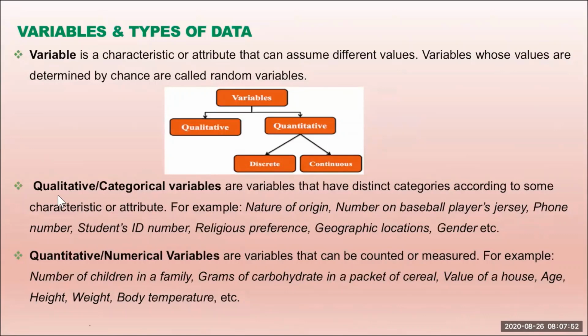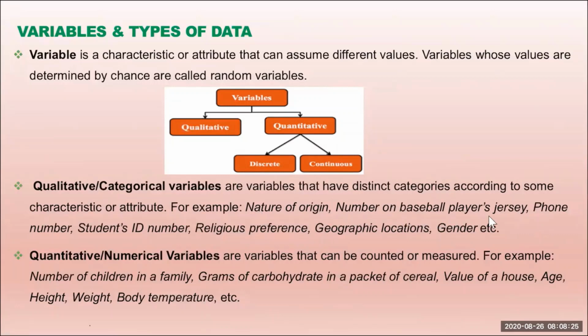Qualitative or categorical variables are the variables that have distinct categories according to some characteristic or attribute. For example, when I say nation of origin, that is a variable. And if I want to collect data about nation of origin, it will categorize the data. This group of people are from Canada, or maybe some other country.